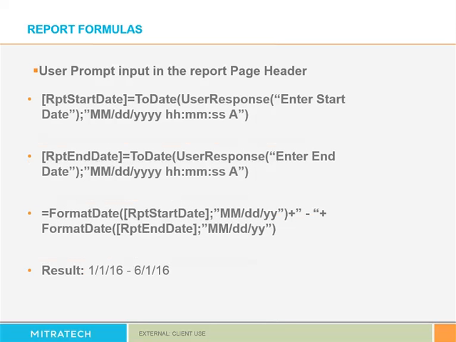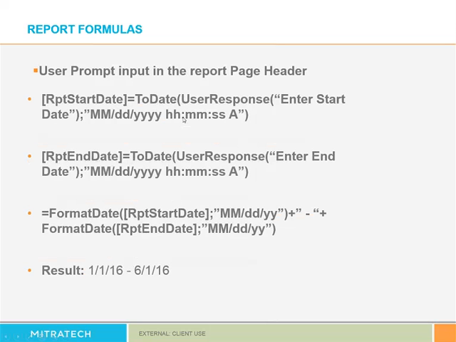And the way that we do that is to take the input from user response, enter start date, that we were just looking at, and use it as the input for a function called toDate. This toDate function takes in two inputs. One is a date string, so it's a string, but it has a date in it, like this user response. And the second part is the format in which that string is expected to be received.